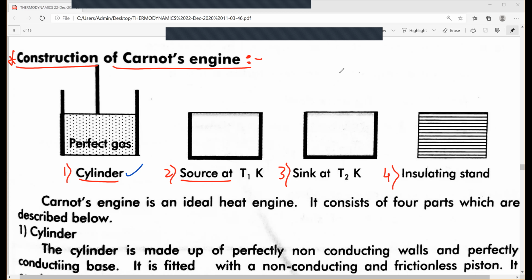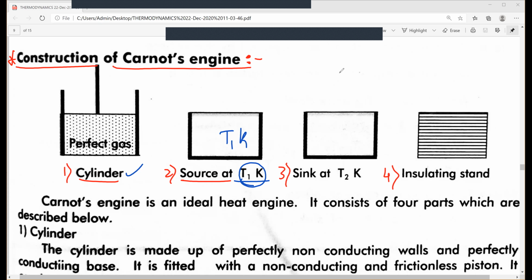Second, the source, which is maintained at a temperature T1 Kelvin. So it is a hot body. I will explain about the source. It is a hot body of infinite thermal capacity. So it can supply any amount of heat at constant higher temperature, which is maintained at temperature T1 Kelvin. So the working substance draws heat from the source again and again, but its temperature remains constant, which is maintained at temperature T1 Kelvin.